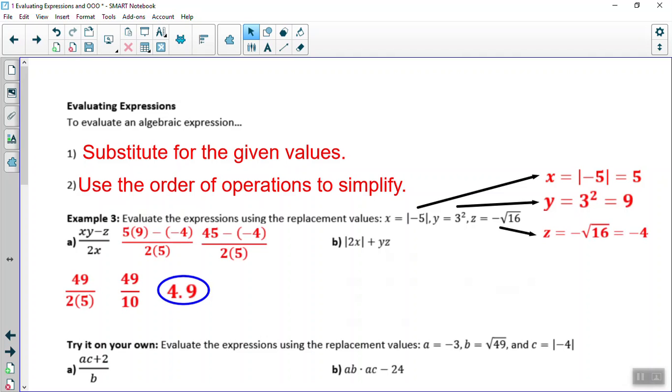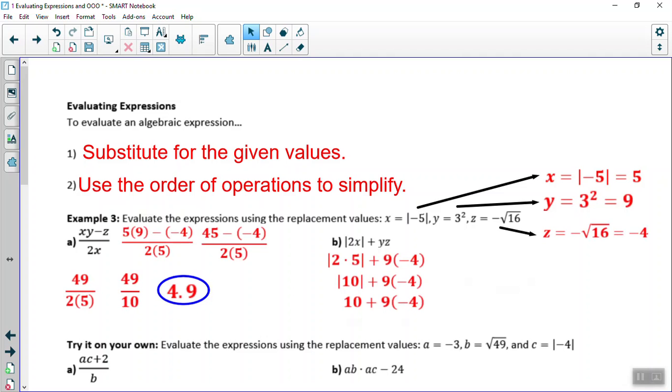All right, let's try this one here, where we have an absolute value problem. Again, we're going to use these 3 simplified values. All right, so I'm going to substitute 2 times 5 plus 9, and then in parentheses, negative 4. All right, so now I can take care of the 2 times 5, and that's 10. I still have the absolute value symbols there because I haven't actually done that operator yet. Now we can do the absolute value of 10, which is positive 10.